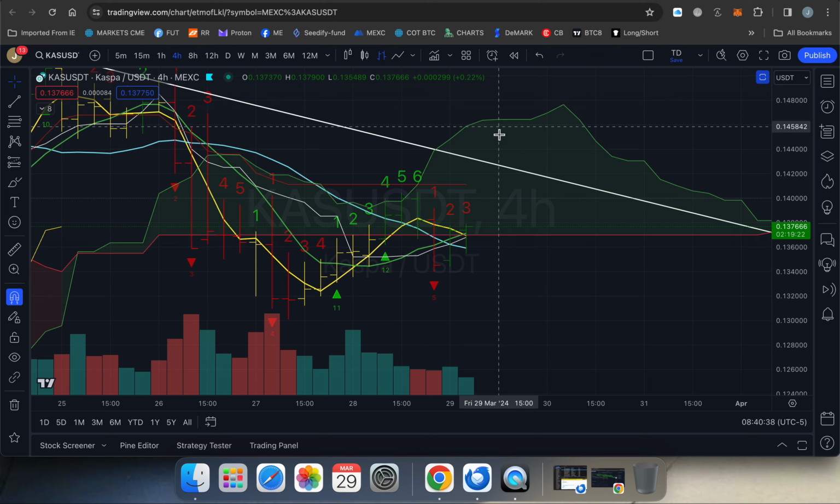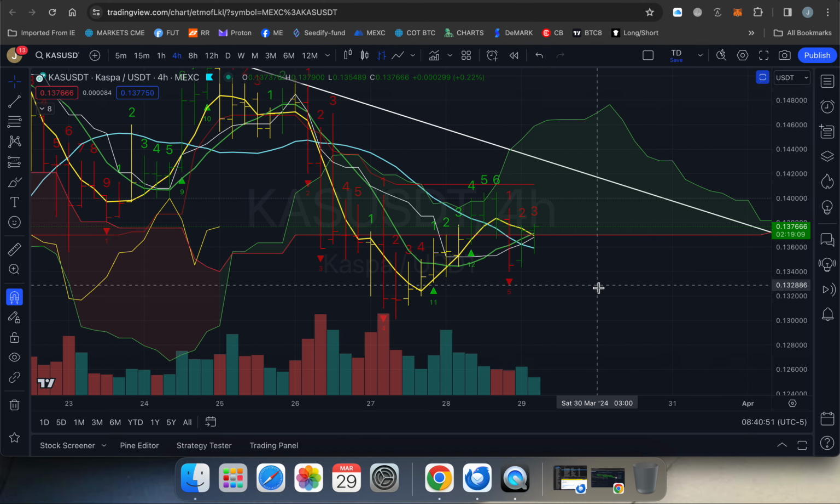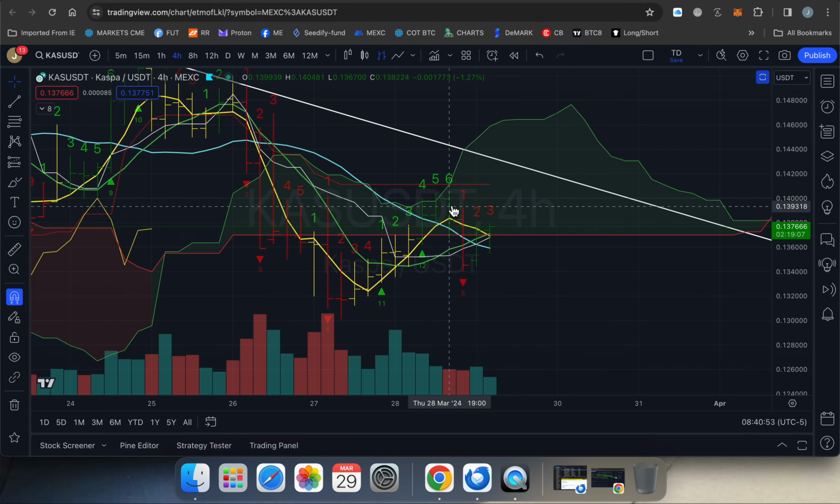It shot below the cloud. Now it's back inside the middle of the cloud, or at least the bottom of the cloud. So, I mean, you could shoot up here, 14, 15 cents on this one in the next 24 hours or so. But right now, it seems you're geared towards the bottom, the downside.